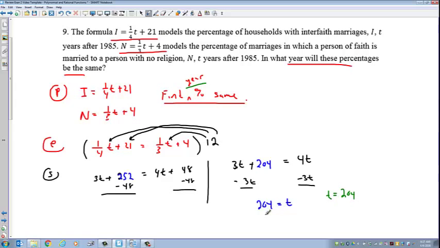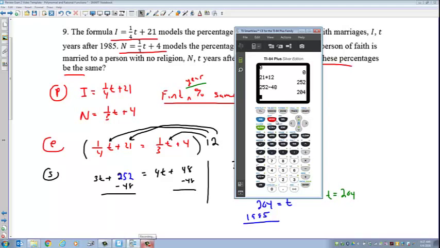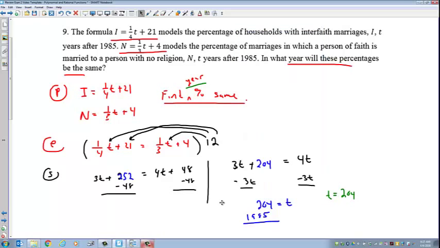So that's 204 years after 1985. So to find the year, I'll add 1985 to it. So plus 1985, and we'll get 2,189. So that's my answer for that one. So this is a good example where I got an answer where I didn't know if I necessarily believed it or not, so it's so far away.